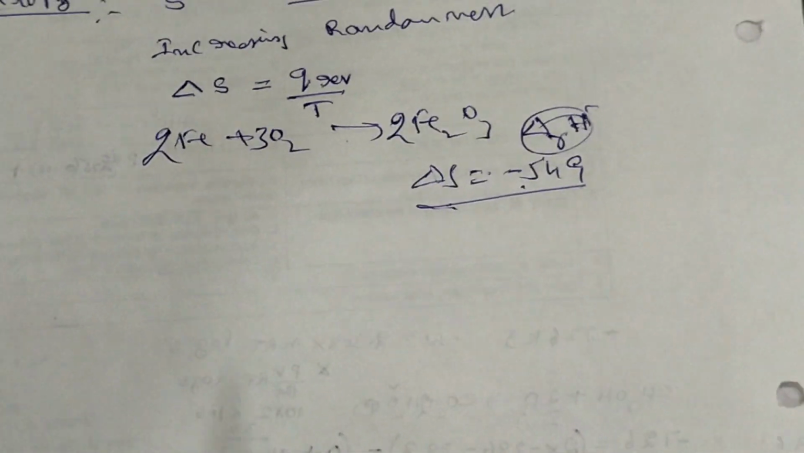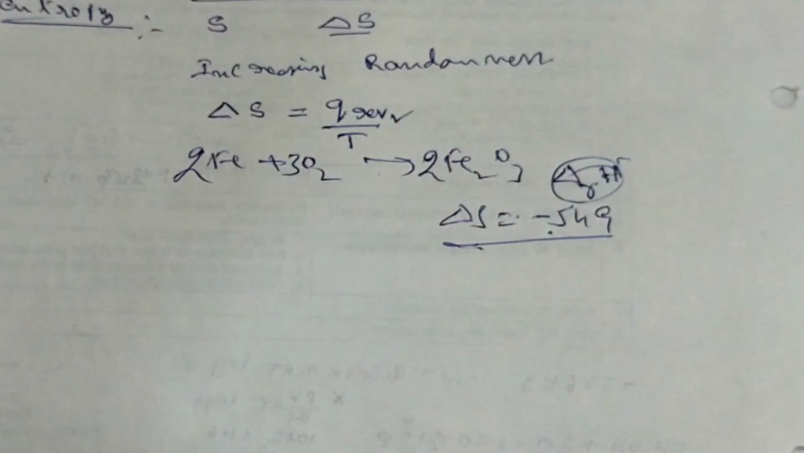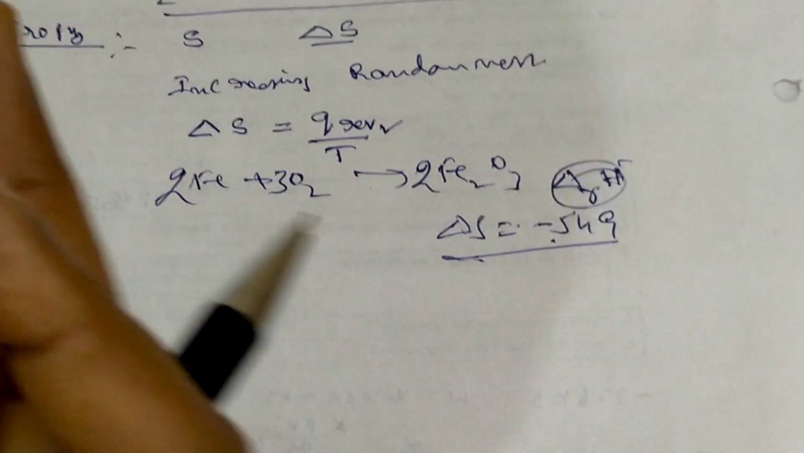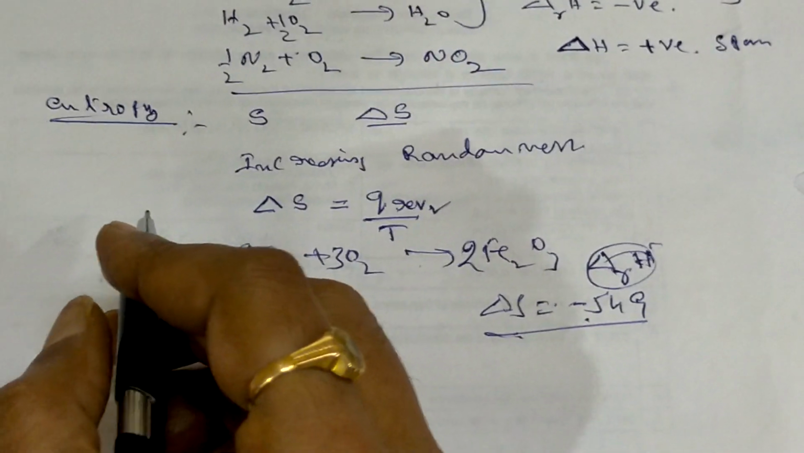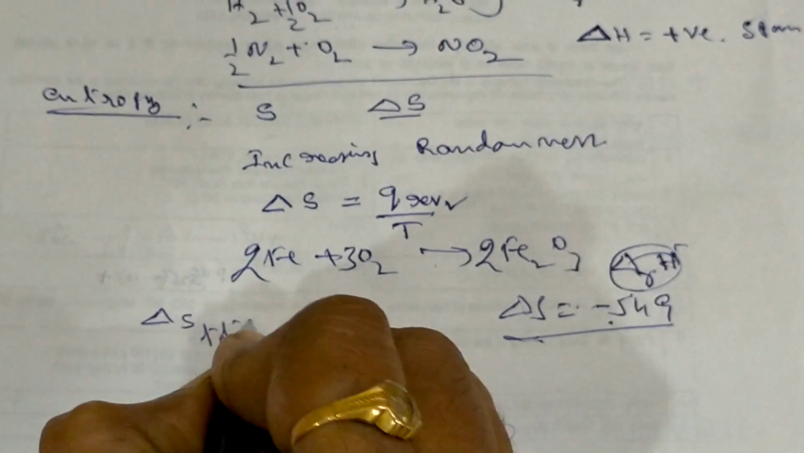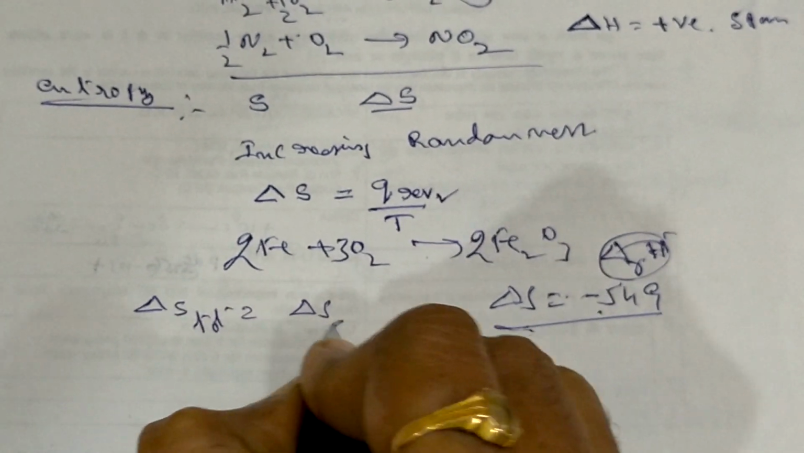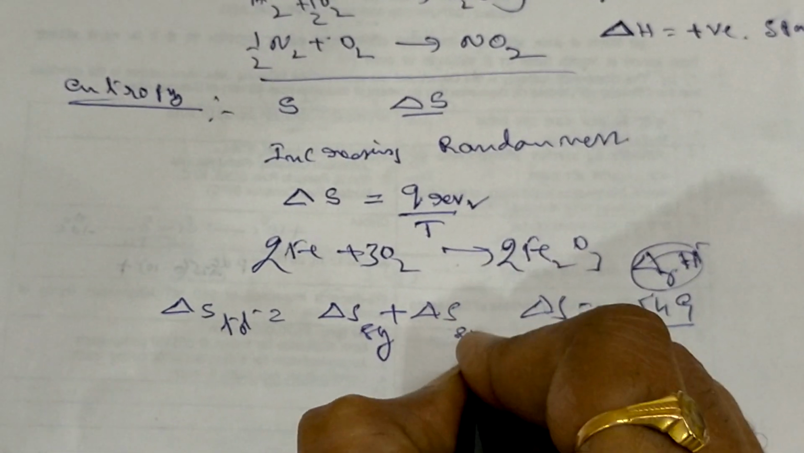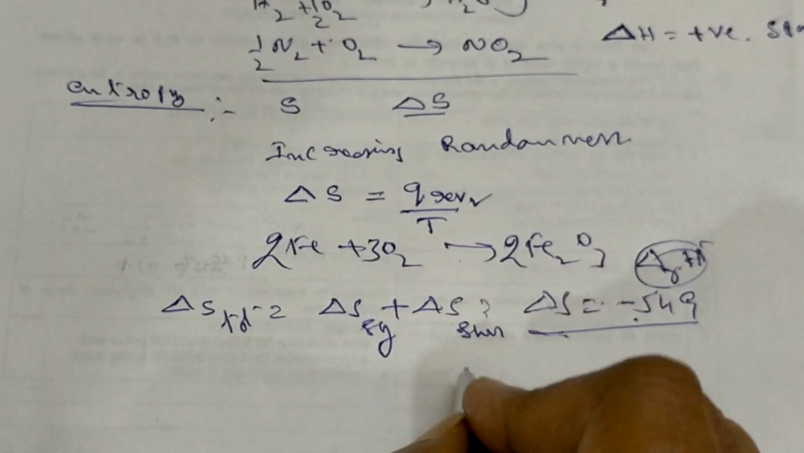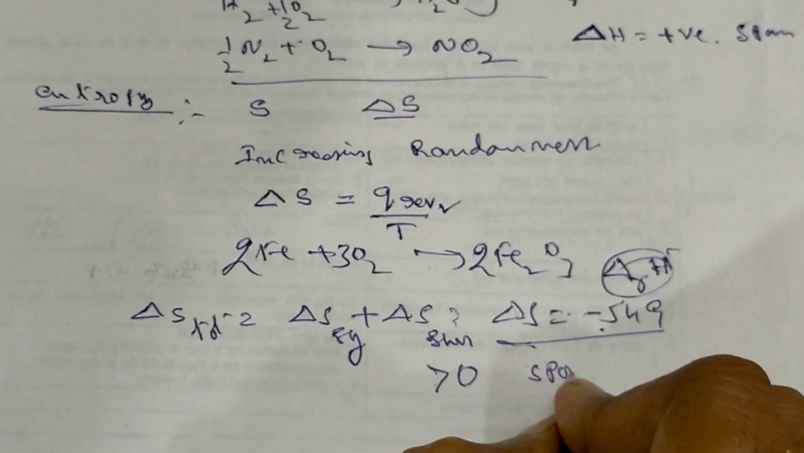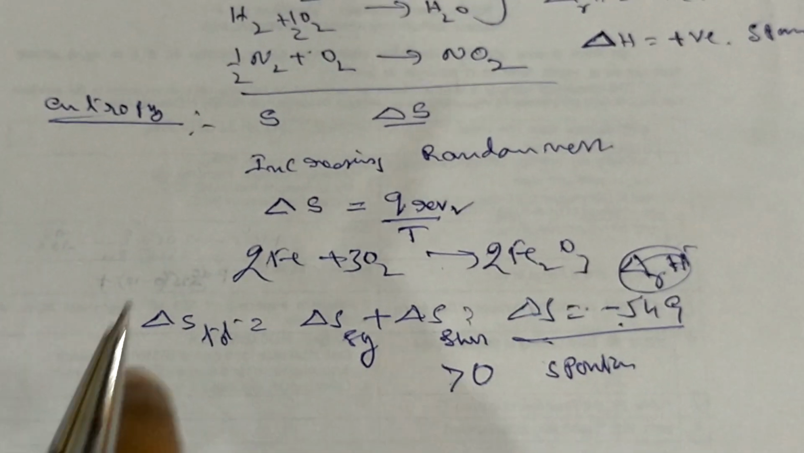Then here there is a small correction we are applying in the delta S. Delta S system we are modifying into delta S system plus delta S surroundings. So delta S total we are defining: delta S total equal to delta S system plus delta S surroundings. If it is more than 0, it is spontaneous.